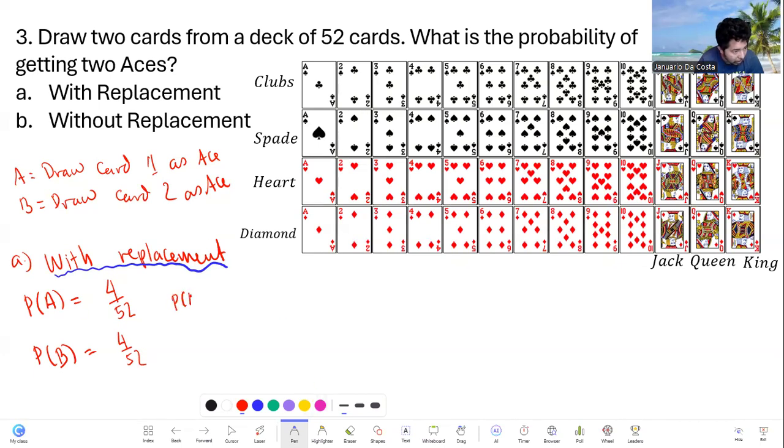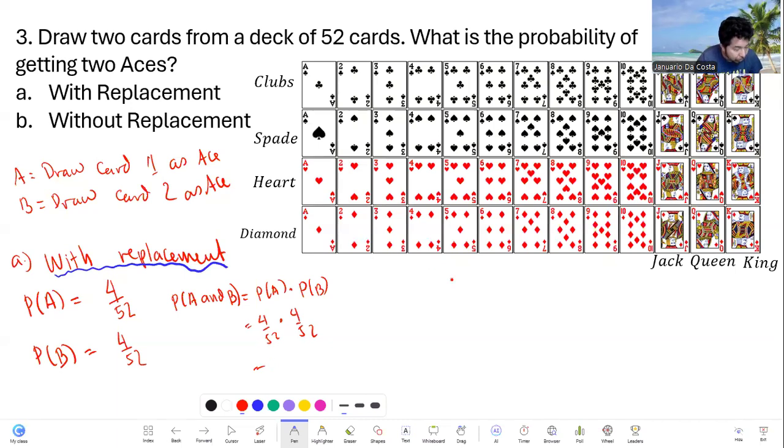Therefore, the probability of A and B. This is an independent event, right? So P of A dot P of B simply. So it's just simply 4/52 dot 4/52. The probability of that is very, very low.